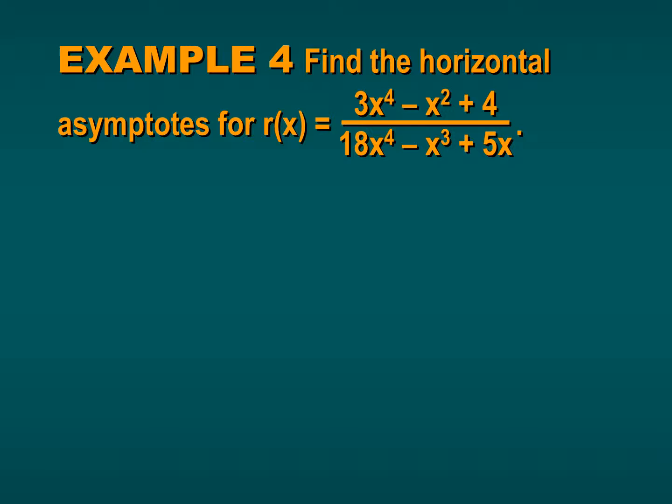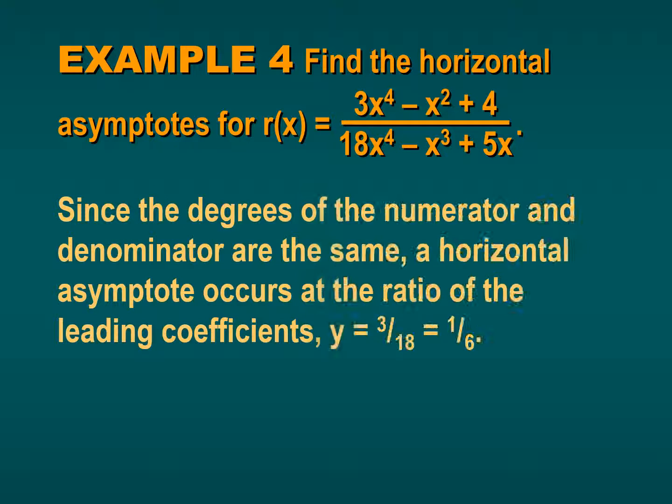Okay, so let's find our horizontal asymptotes for r of x. So remember, if the degree is the same, which they are, these both have 4th degrees, that means our horizontal asymptote is the ratio of the leading coefficients. So our leading coefficients are 3 and 18, which reduces to 1/6. So that means that our horizontal asymptote is at y equals 1/6.